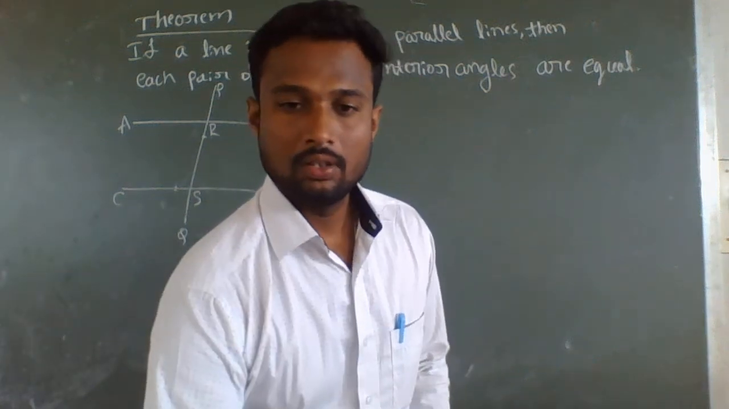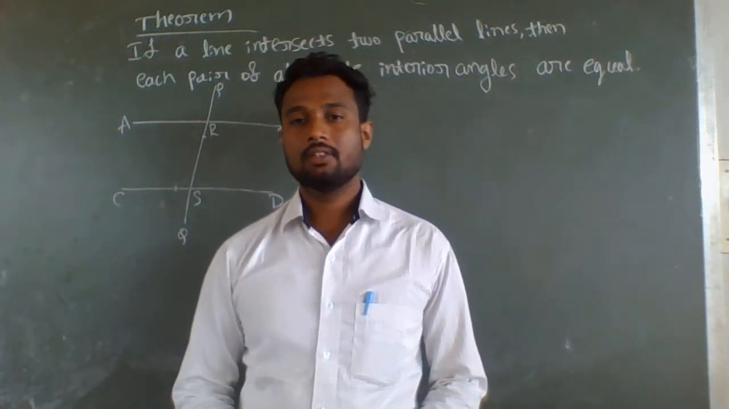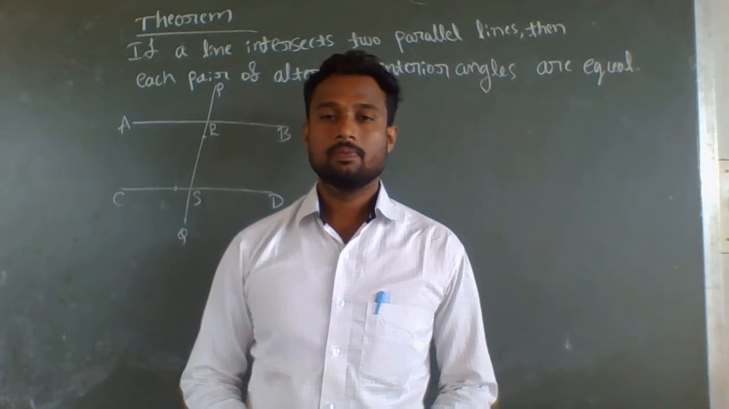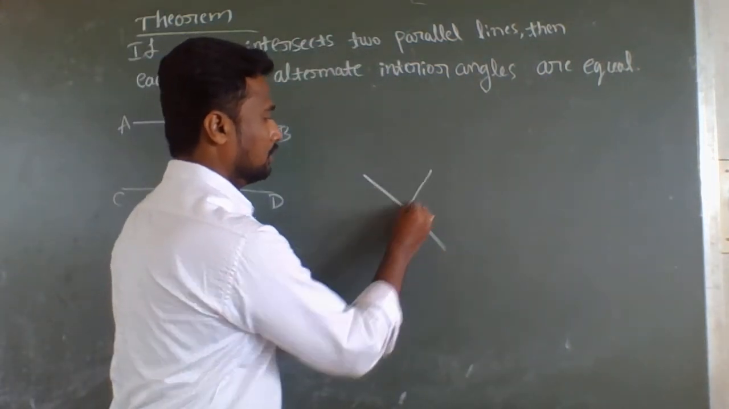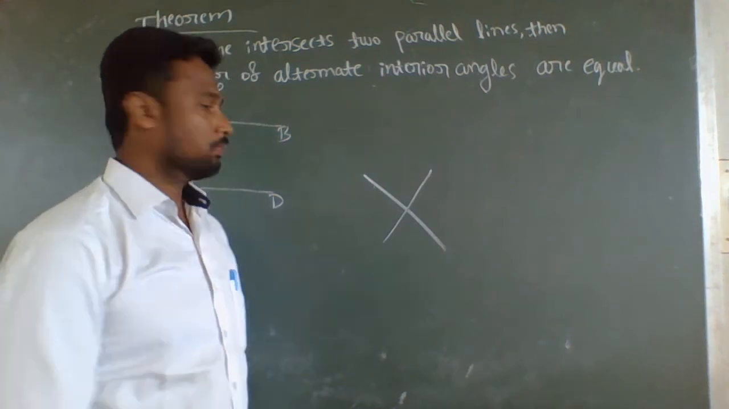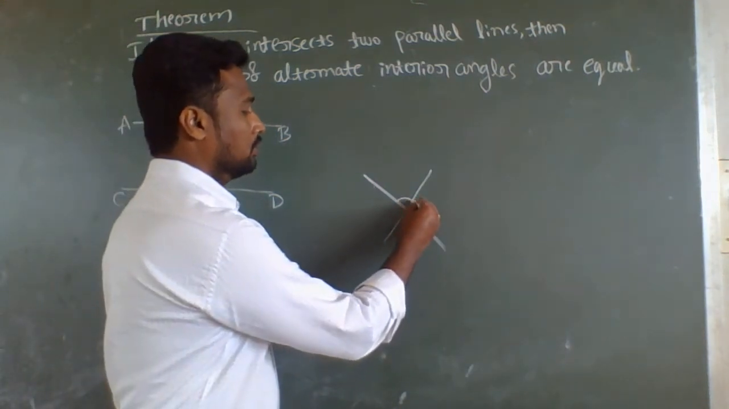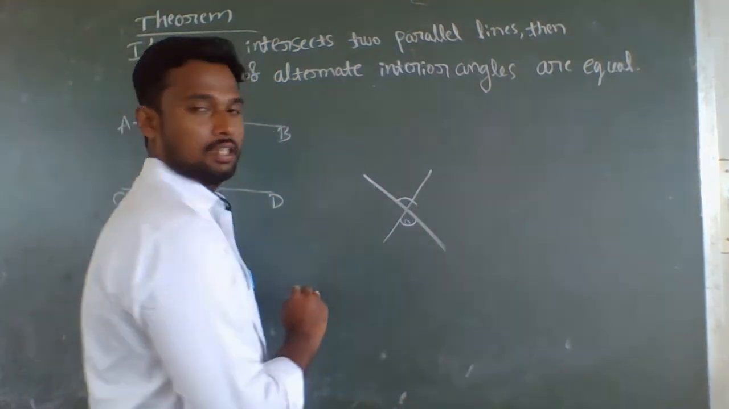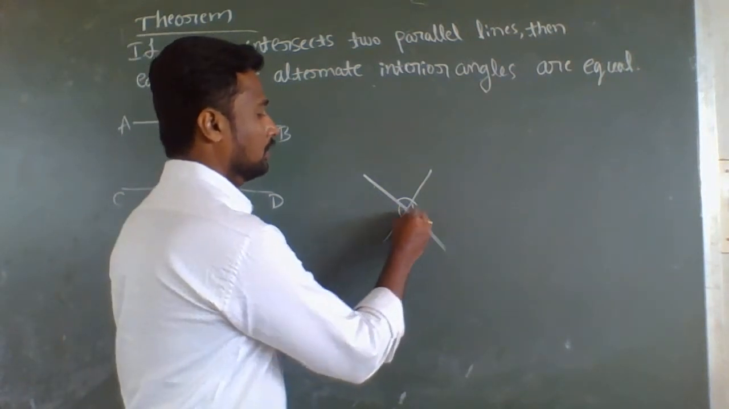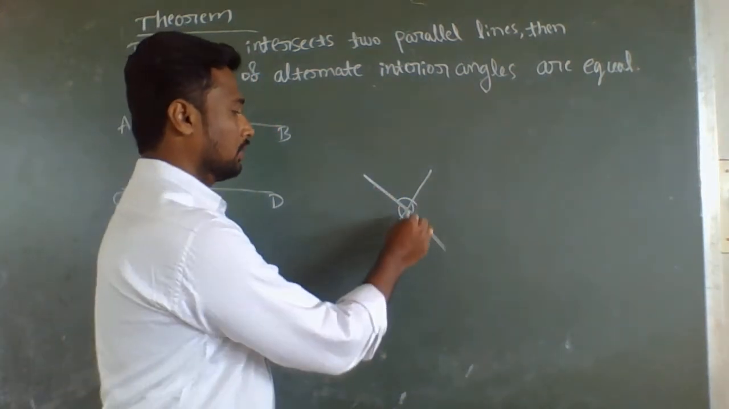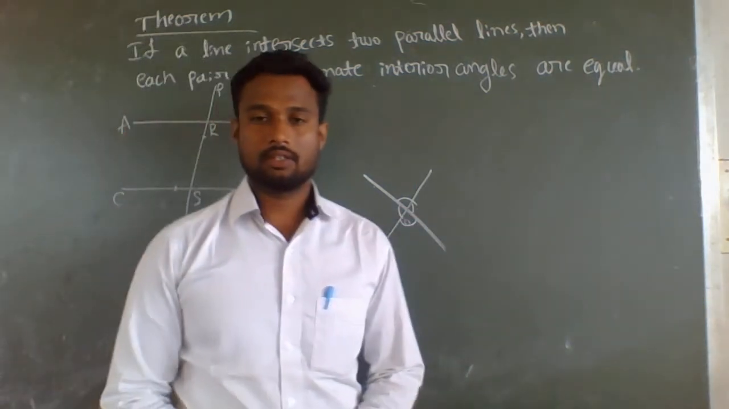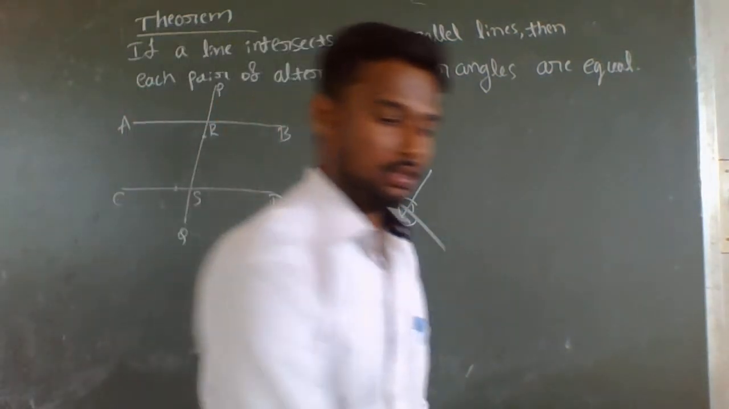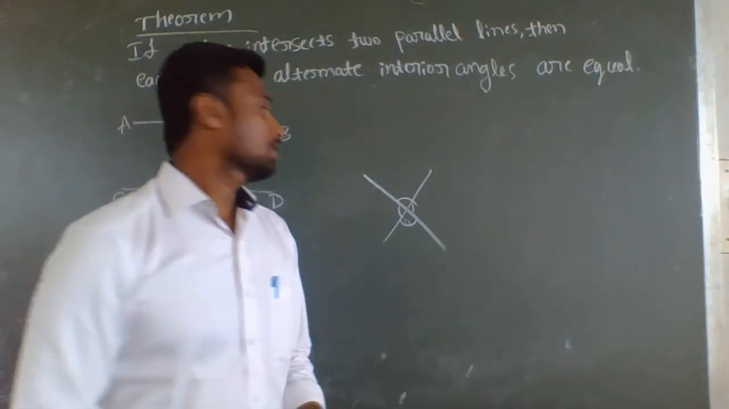Hello everyone. In previous class, we discussed one theorem. When two lines intersect each other at a point O, vertically opposite angles are equal to each other. So these two angles and these two angles are equal to each other. I hope you all are clear with this theorem. Today, I will discuss another one.